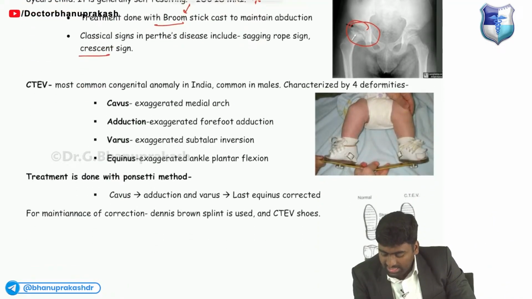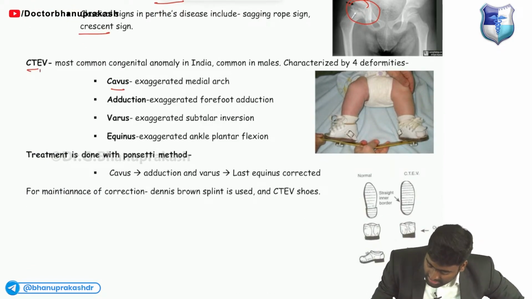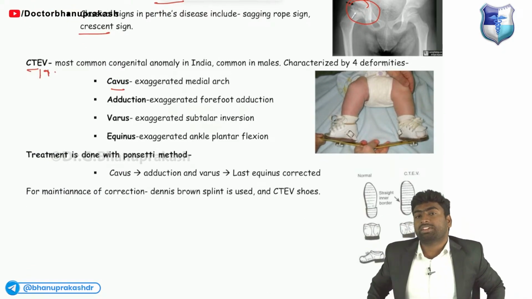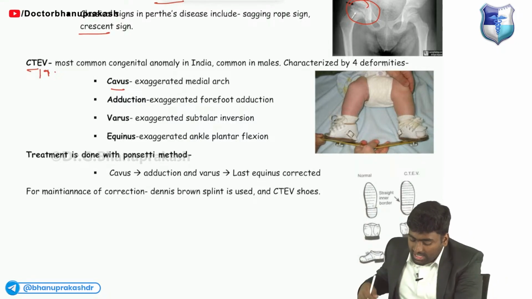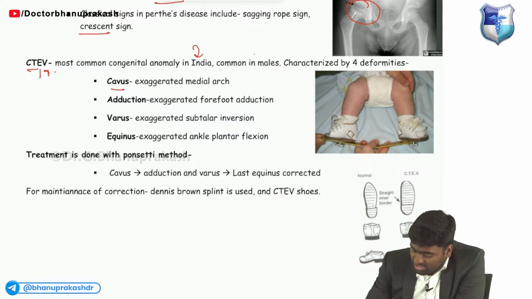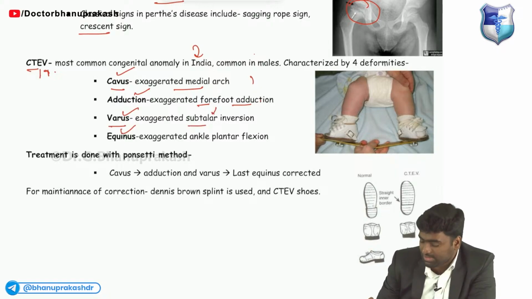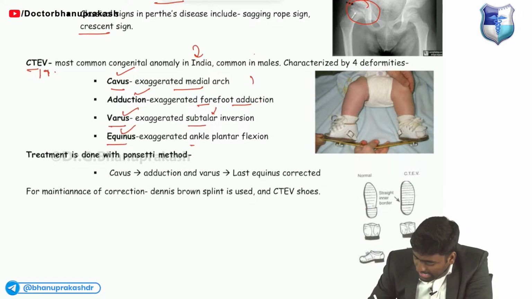Okay, the next condition is known as CTEV, congenital talipes equinus and varus. If you see this, it is most commonly prevalent in India, and it is characterized by 4 deformities: cavus, adduction, varus and equinus. Cavus means exaggeration of the medial arch, adduction means exaggeration of forefoot adduction, varus happens at the level of the subtalar joint, and equinus means the ankle joint.